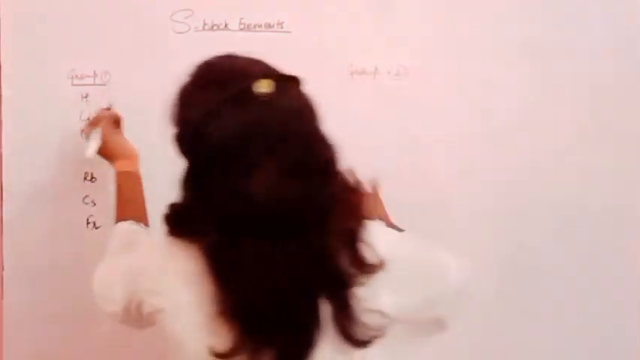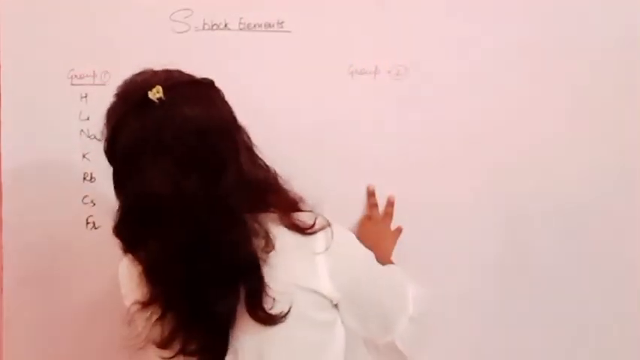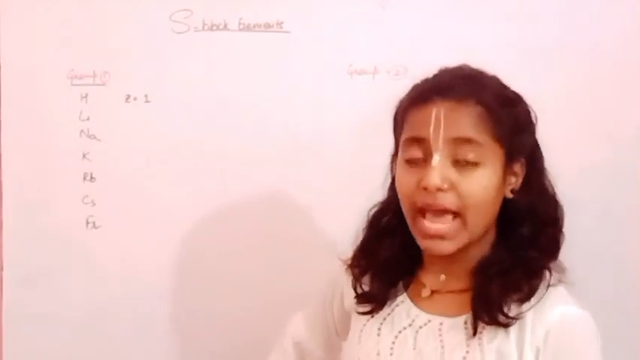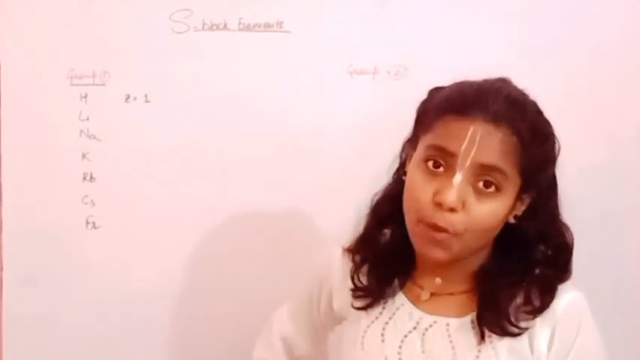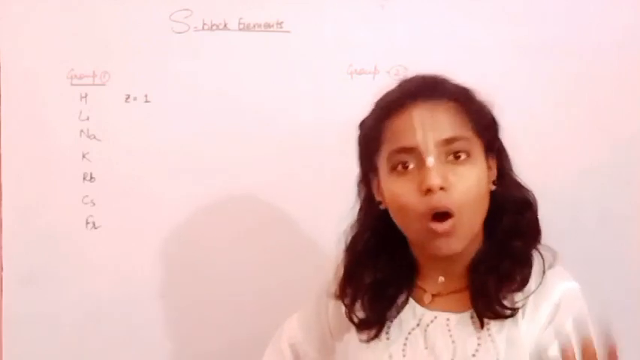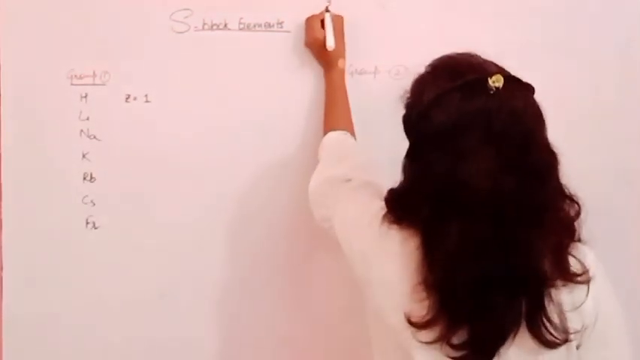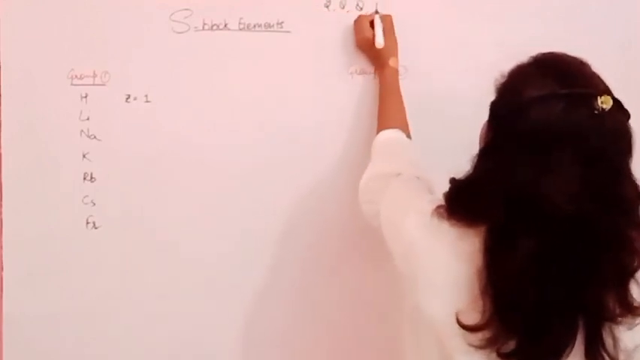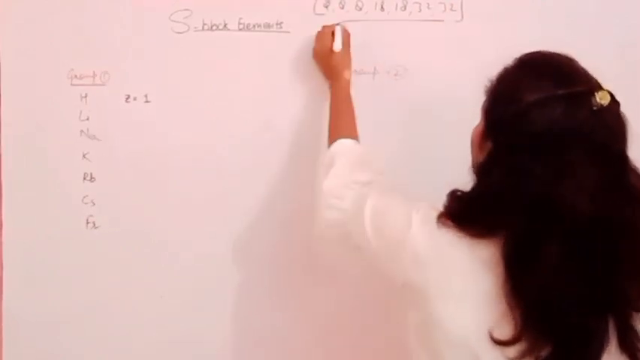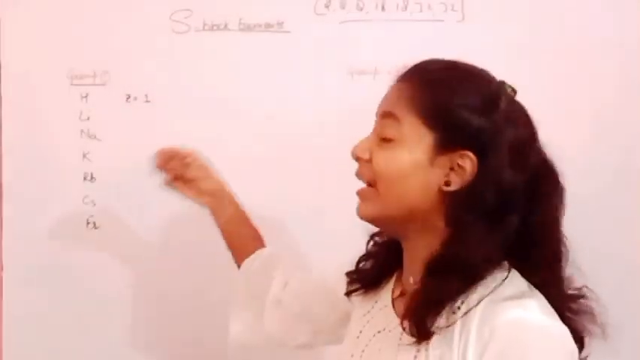Now listen to one thing. Hydrogen starts with atomic number 1. For S block and P block elements, the requirement is remembering their atomic numbers. How to remember them? That is a difficult thing for all of us. So let me give you an example of how you can remember it. Just remember this: 2, 8, 8, 18, 18, 32, 32. By this you will be able to work out the atomic numbers of the elements in the group.